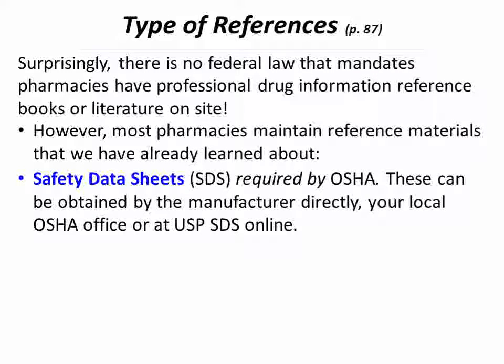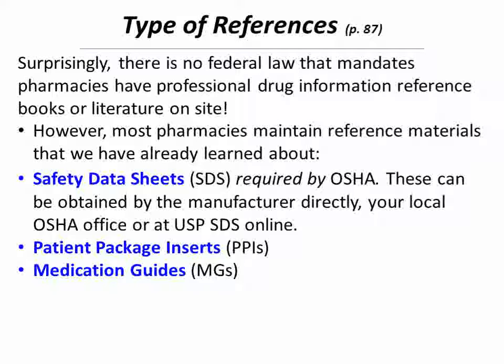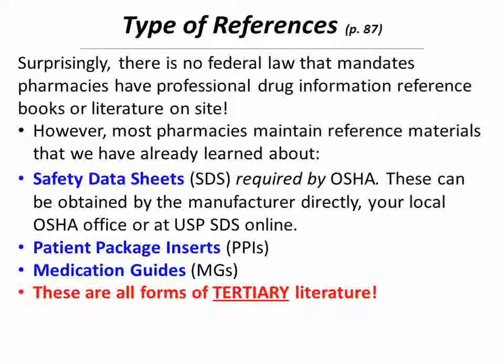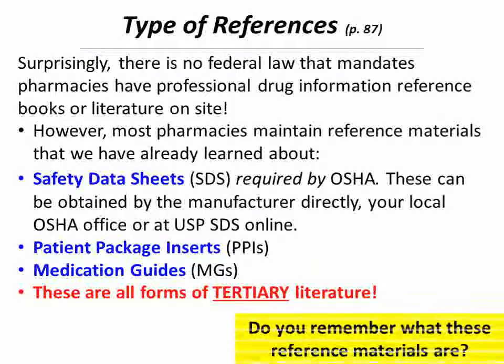Safety data sheets can be obtained from the manufacturer directly, or you can get them from your local OSHA office, or you can get them online at USP SDS, which stands for Safety Data Sheets, online. Another type of reference material that we have in the pharmacy are patient package inserts and medication guides. These are all forms of tertiary literature. Quiz yourself. Do you remember what these reference materials are?